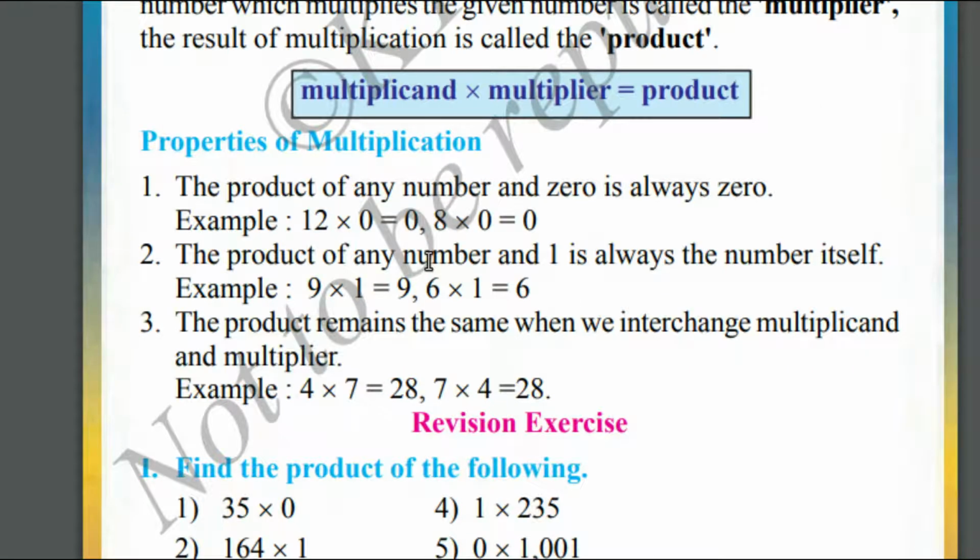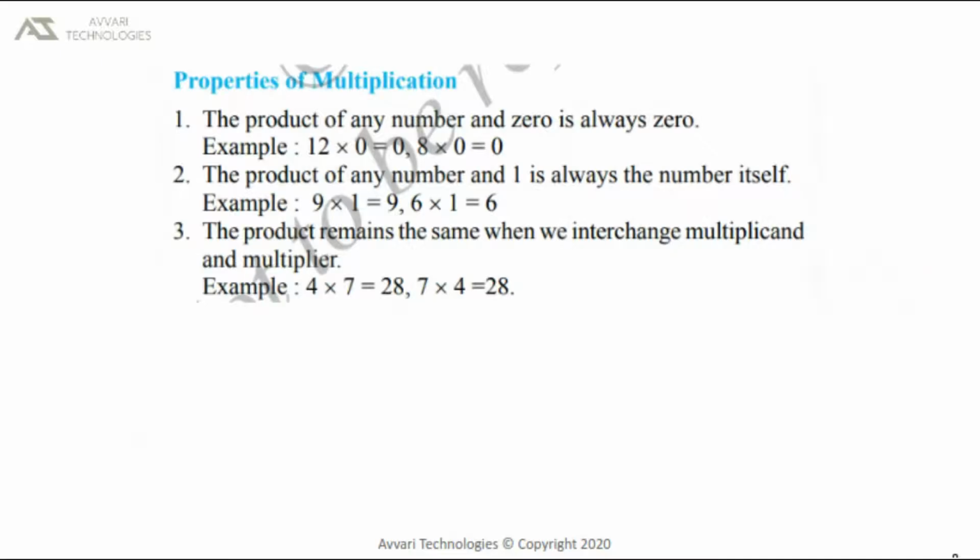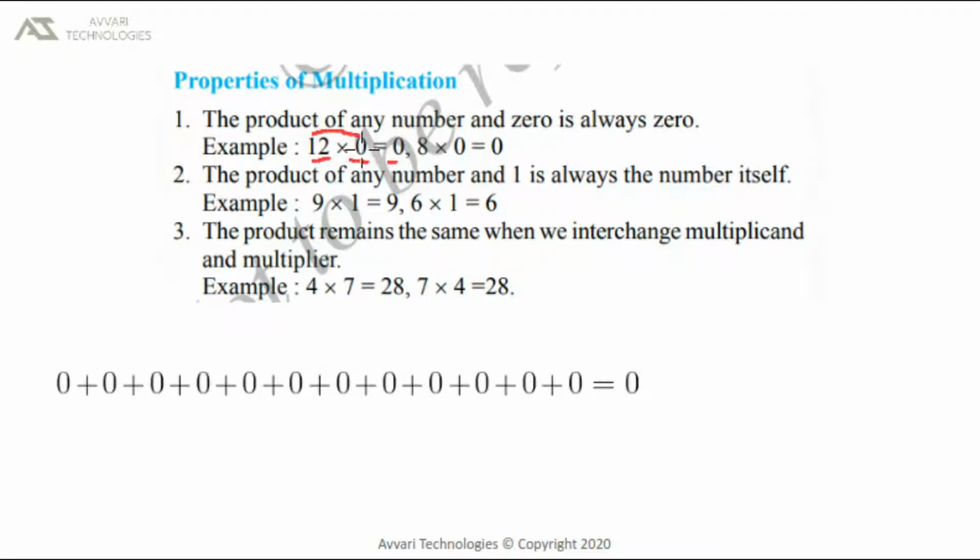Now let us see the properties of multiplication. The product of any number and 0 is always 0. What does it mean? Here the multiplicand is 12 and the multiplier is 0. We will get 0. We will add 0 12 times. 0 plus 0 plus 0 and so on. We added 0 12 times.